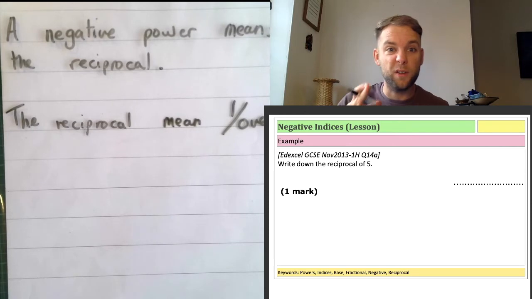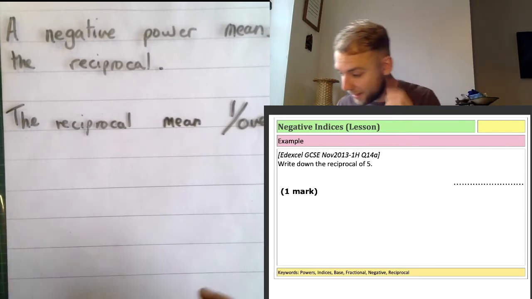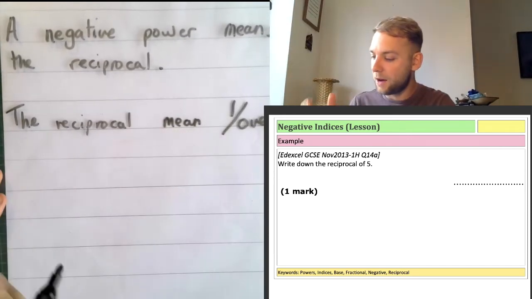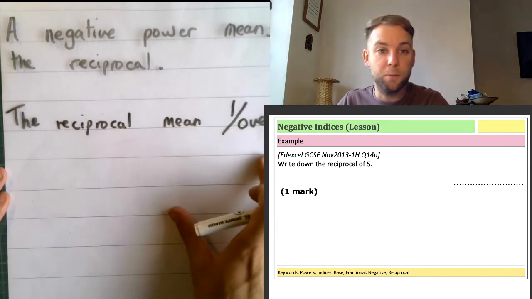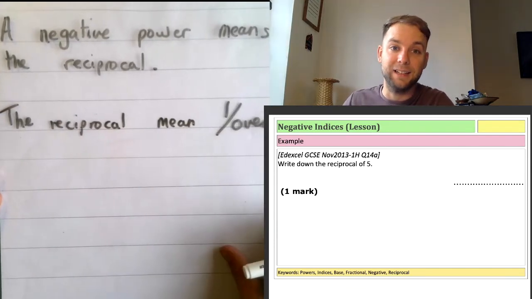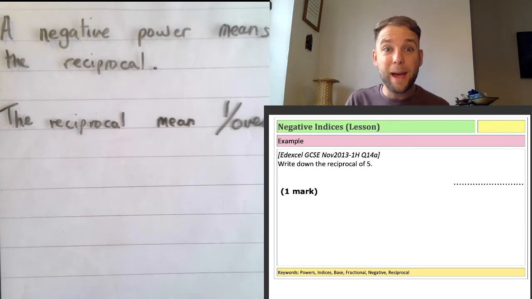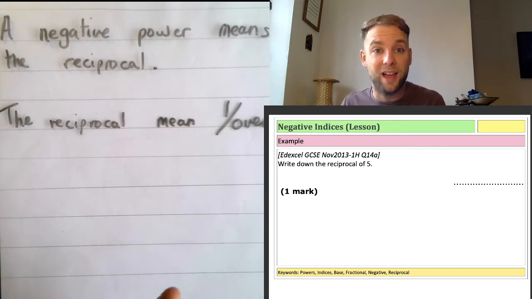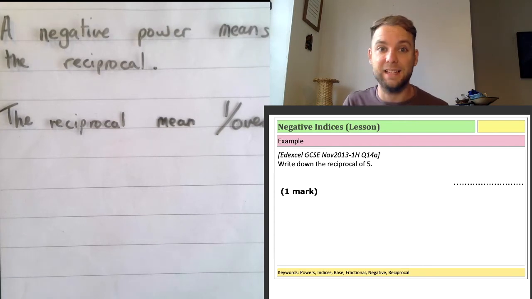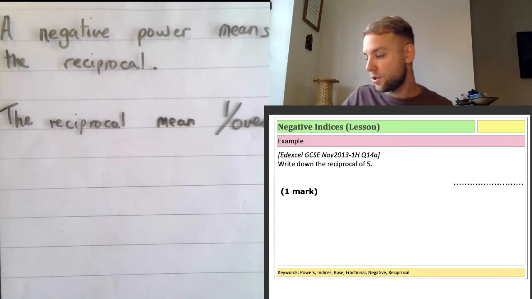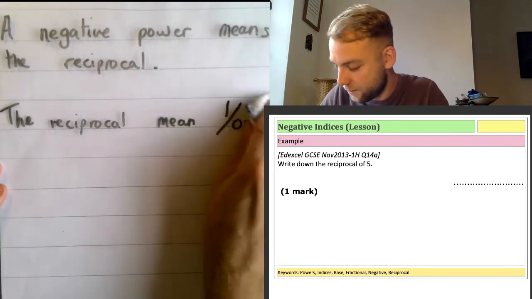Now there is another one of this when we're talking about fractions, but we'll talk about that a little bit later, okay? A negative power means the reciprocal, and the reciprocal means 1 over. I'd get that down in your notes, okay? I'd probably highlight that. It's really important, this bit. And this is the basis of all of this lesson. If you can understand that, this becomes all quite easy. Okay, so hopefully you've got that down.